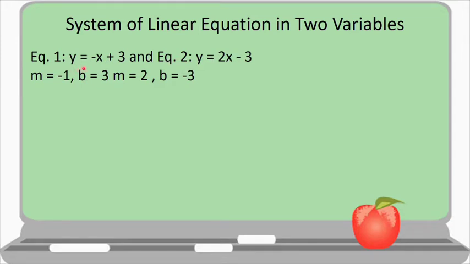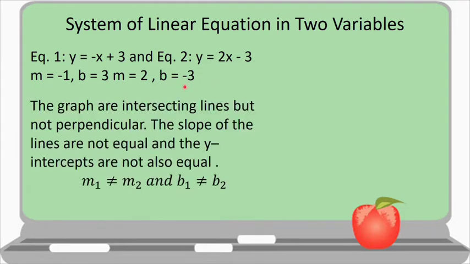The slope of the first equation is negative 1. Negative 1 is the numerical coefficient of the x term, that's why the slope is negative 1, and the y-intercept is positive 3. For the second equation, the numerical coefficient of the x term is 2, so the slope is 2, and b, or the y-intercept, is negative 3.